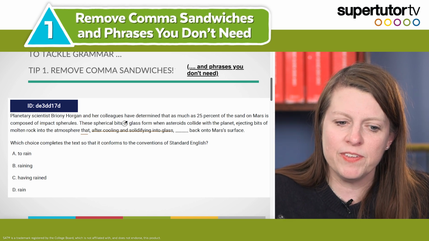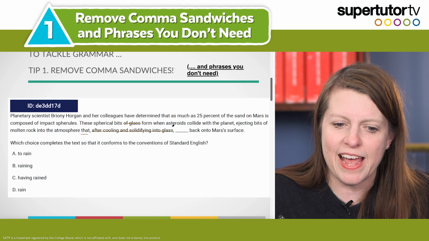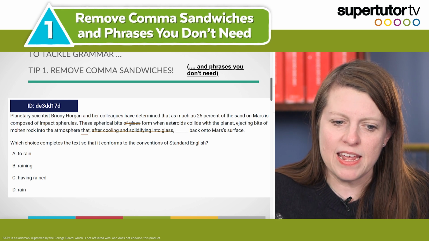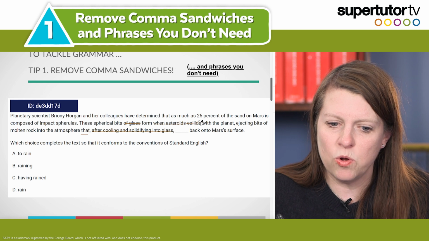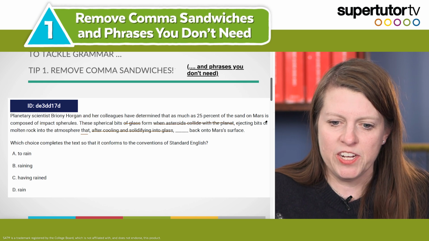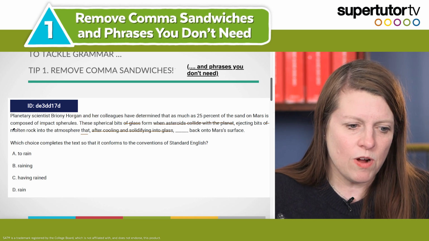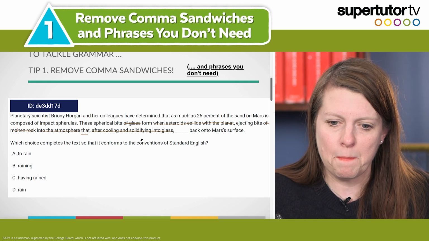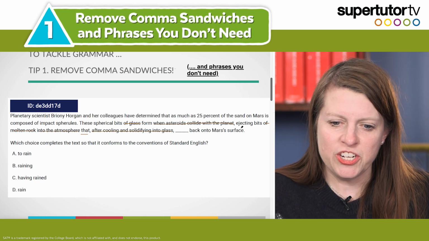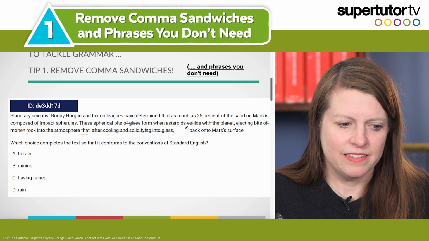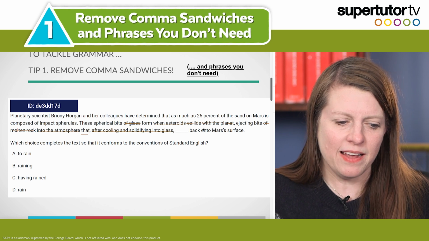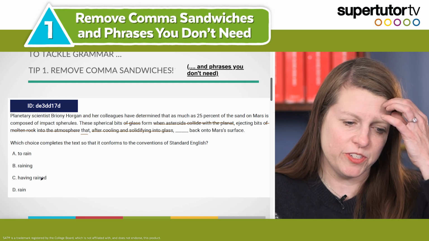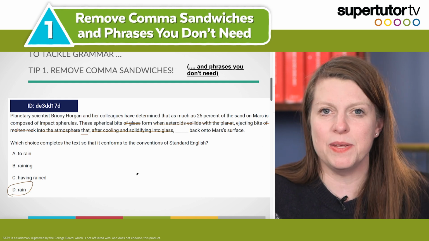The other thing I can get rid of is prepositional phrases, like of glass. I can even get rid of clauses. When asteroids collide with the planet, I don't actually even need this whole dependent clause. Ejecting bits of molten rock into the atmosphere, right? These spherical bits form ejecting bits that to rain back, that raining back, that having rained, or that rain back onto Mars' surface. And we can hear really easily it's going to be D.